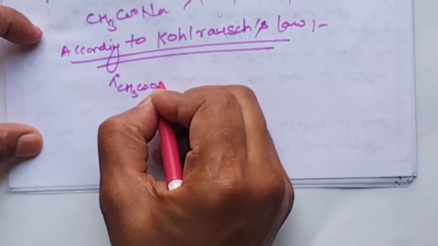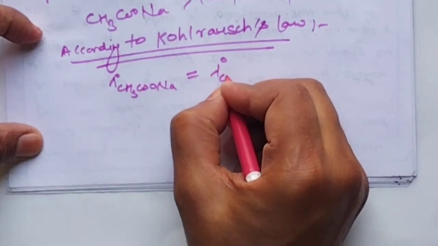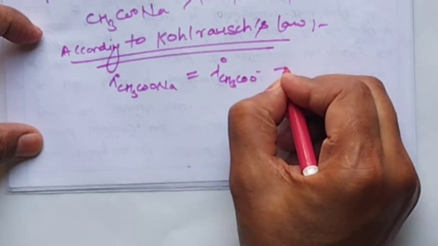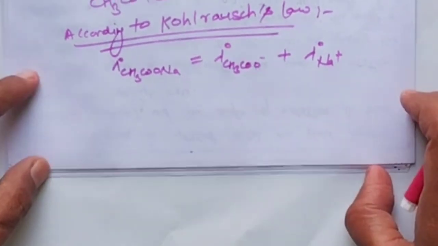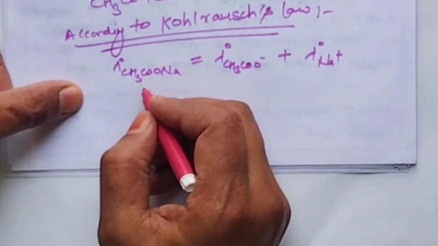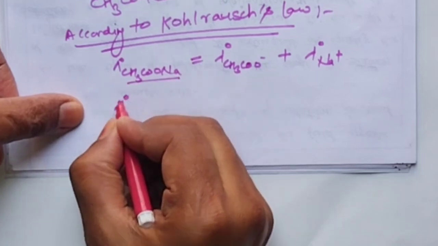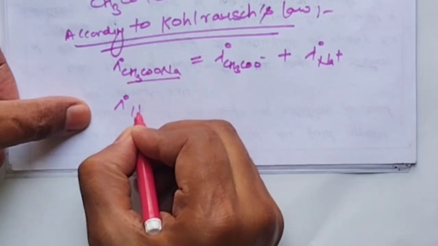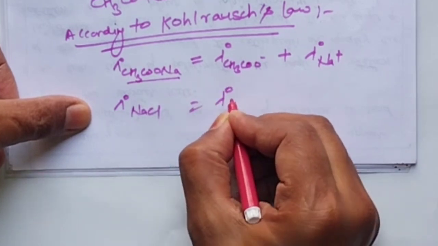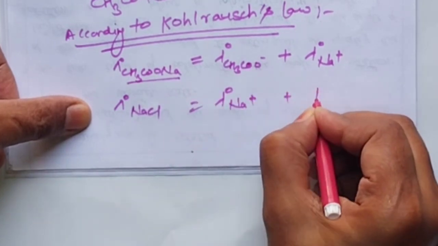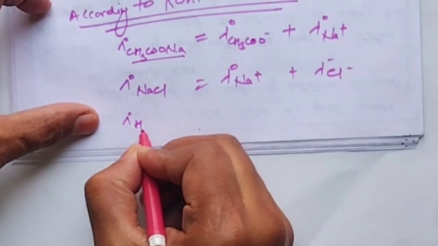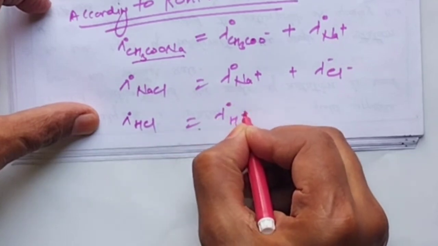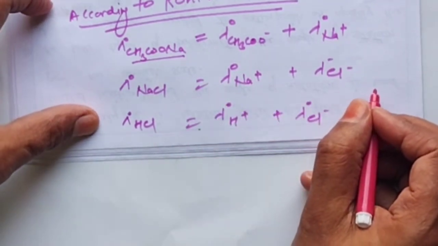According to Kohlrausch law, for sodium acetate, Λ₀ CH3COONa = λ₀ CH3COO⁻ + λ₀ Na⁺. Next, Λ₀ NaCl = λ₀ Na⁺ + λ₀ Cl⁻. Next, for HCl, Λ₀ HCl = λ₀ H⁺ + λ₀ Cl⁻.